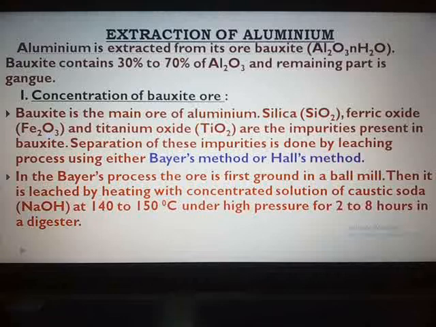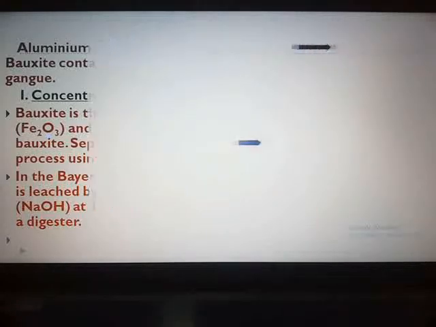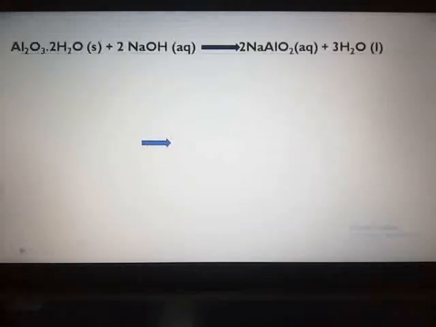What does bauxite contain? Aluminium oxide. So aluminium oxide, it is amphoteric in nature, so it will react with the aqueous solution of sodium hydroxide, which is caustic soda, to form water soluble sodium aluminate. And what does this mean? Bauxite is leached by NaOH. Let us see the equation. Here we get the first equation.